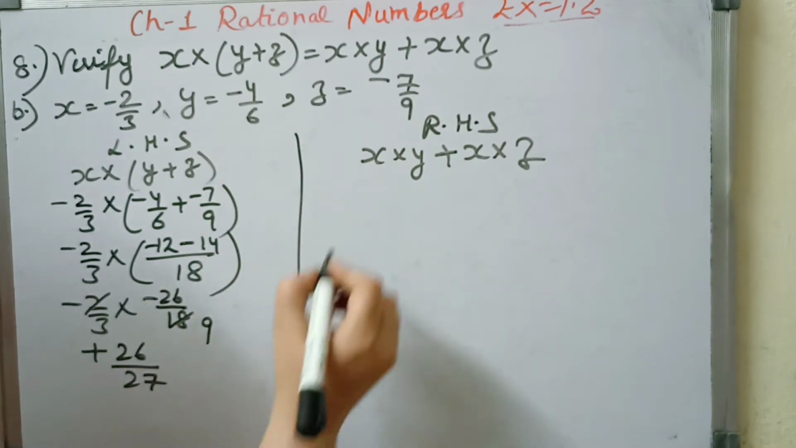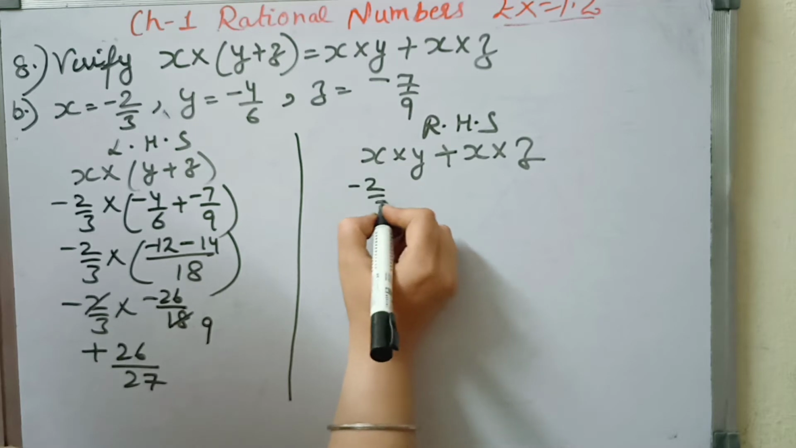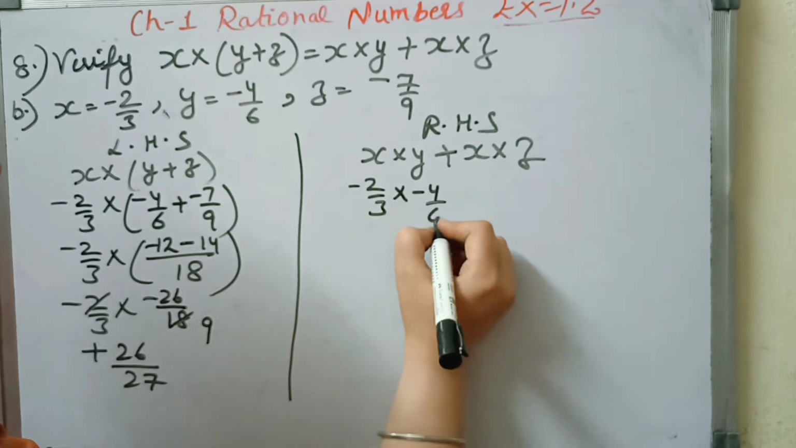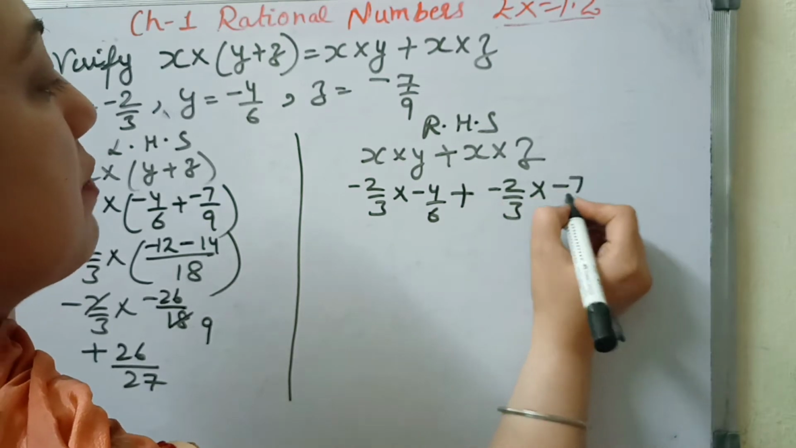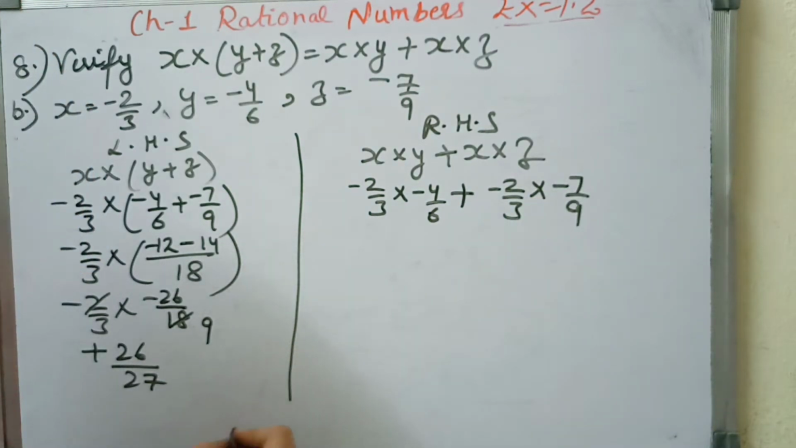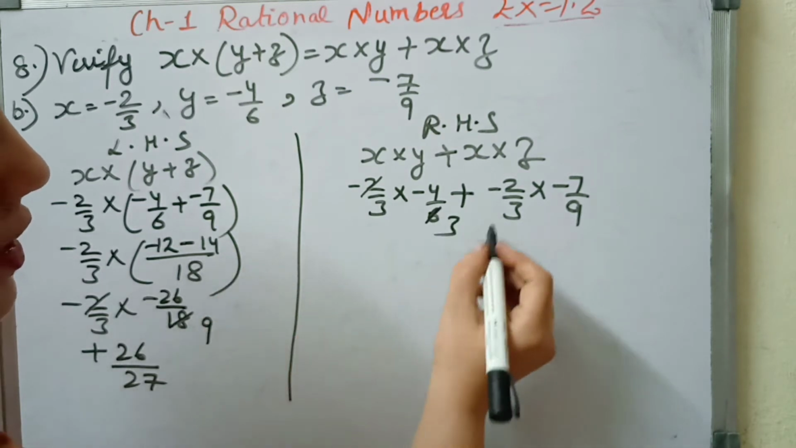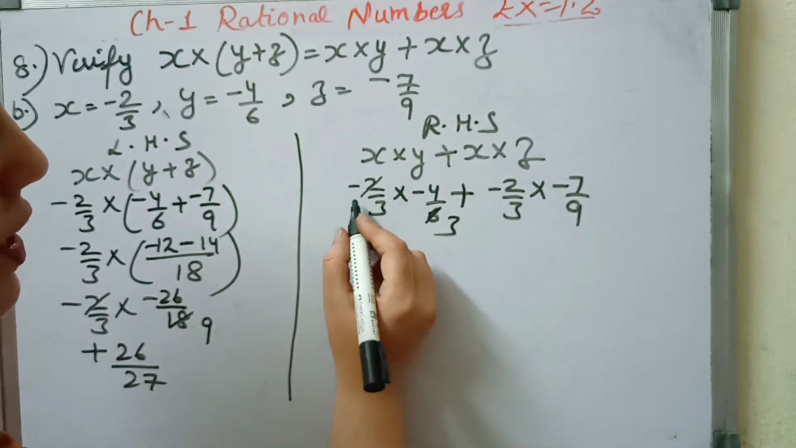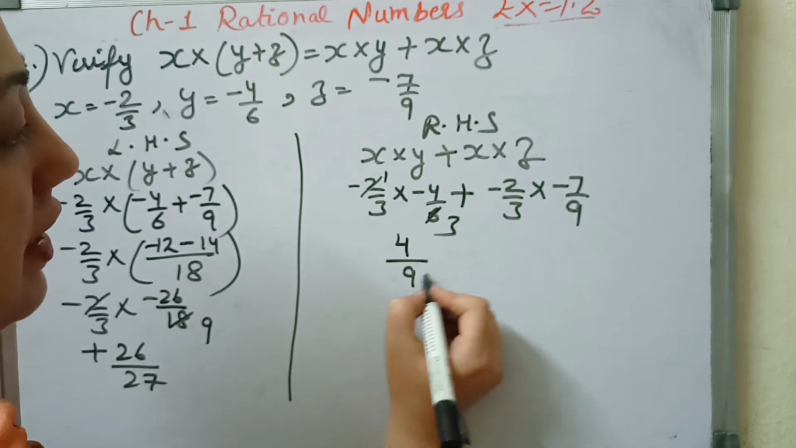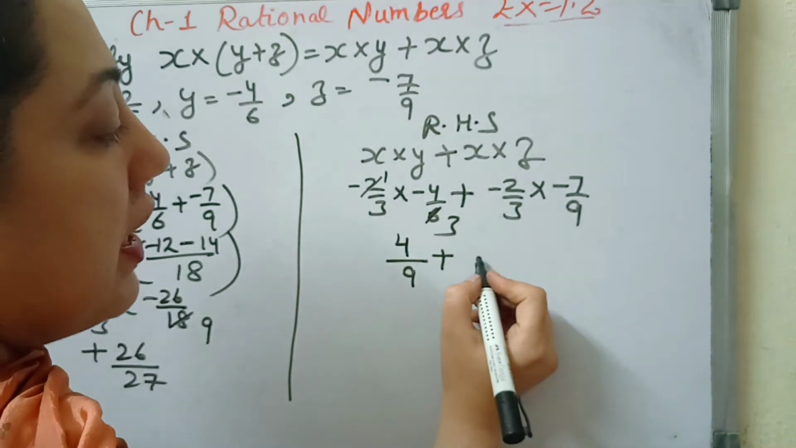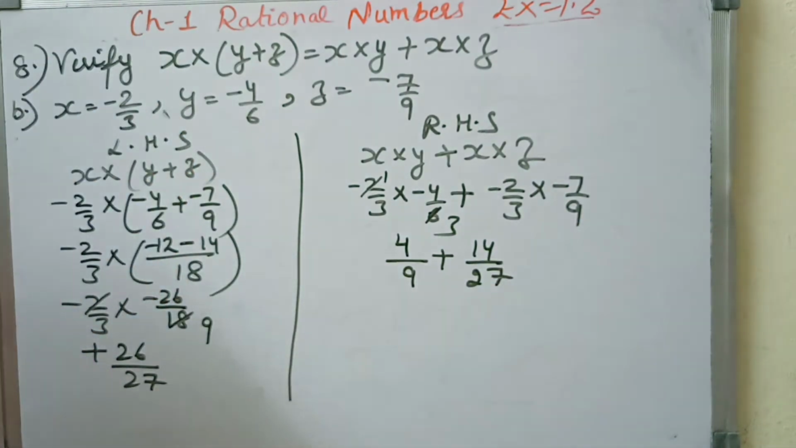Now on another side, again I put the value of x, y, z. X is minus 2 over 3 and y is minus 4 over 6. Again x is minus 2 over 3 and z is minus 7 over 9. Do the cutting if it is possible. 2 3s are 6, so minus minus is plus, and 1 4s are 4. 3 3s are 9. Minus minus again plus, 2 7s are 14 and 3 9s are 27.